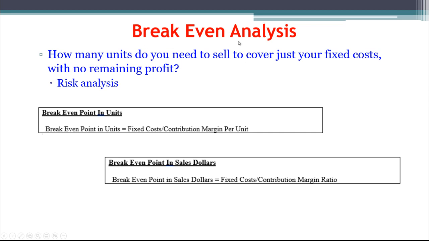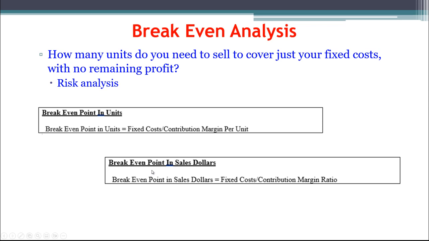The idea of break even is that we want to know what our risk is, and we're not expecting to get profit. We're trying to figure out what is the risk that we may not even be able to cover our fixed cost, therefore we would have loss. So the break-even point in units, that calculation is fixed costs divided by the contribution margin per unit. If we have a total of $100,000 in fixed costs and a $1 per unit contribution margin, it's going to take 100,000 units to break even and cover those fixed costs.